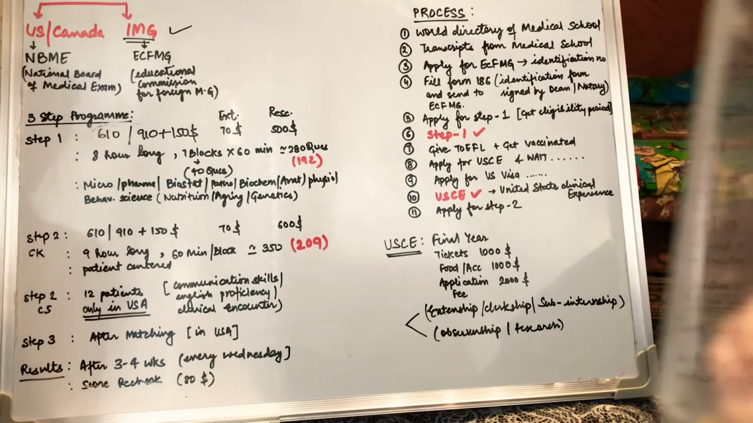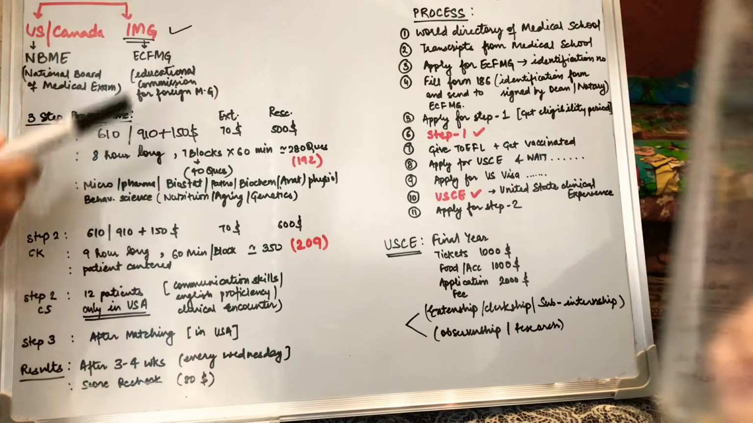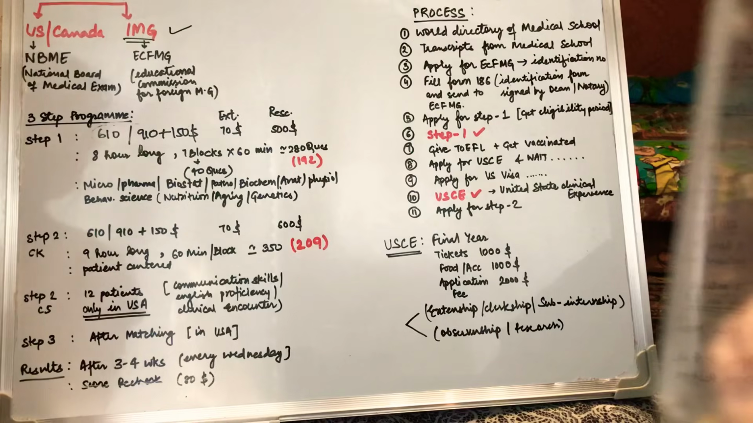Now this is a 3-step program. We are going to talk in detail about that. Step 1, the application fee for the students from US and Canada is $610. For IMGs, it's $910 plus $150. $150 extra you have to pay because this board will courier your examination paper to your country.